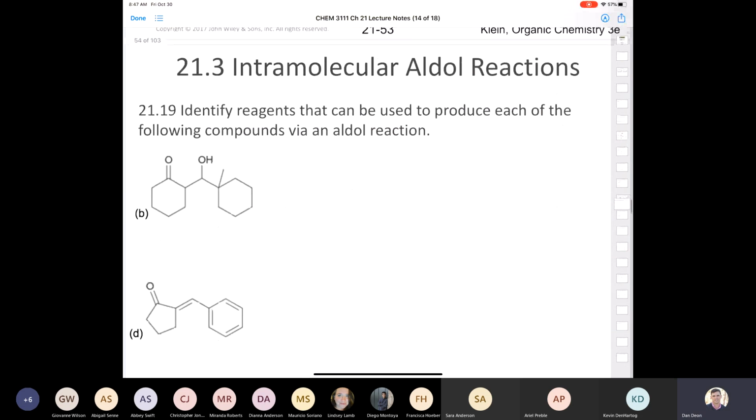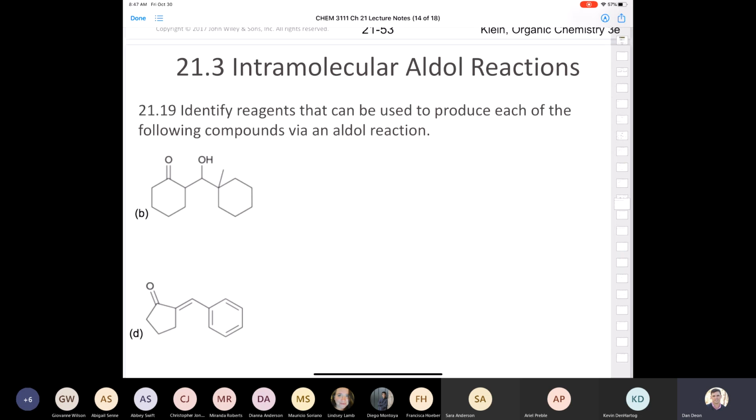Let's try another one where we have to identify the reagents that can be used to produce each of the following compounds via an aldol reaction. The first one, B, is the product of an aldol addition, isn't it? Because we have a beta hydroxy ketone, right? We don't have unsaturation, or sorry, we don't have a double bond in there. So this is the product of aldol addition. So that means the conditions are going to be just sodium hydroxide and water.